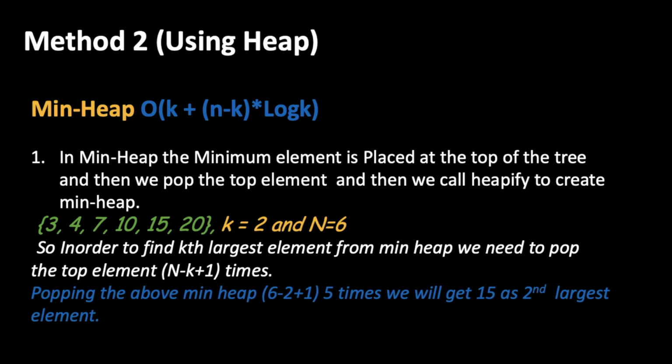So for example, if we created a min heap as 3, 4, 7, 10, 15 and 20, and we need to find the second largest element, then n minus k plus 1 will be 6 minus 2 plus 1, that is the fifth element. So the fifth element would be the second largest element, and that is 15 in this case.